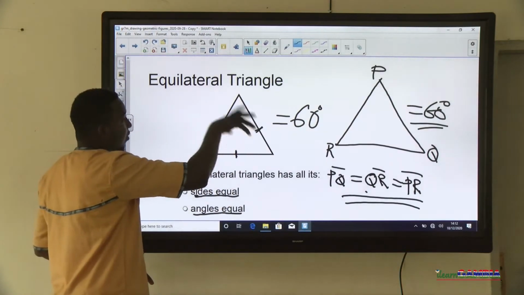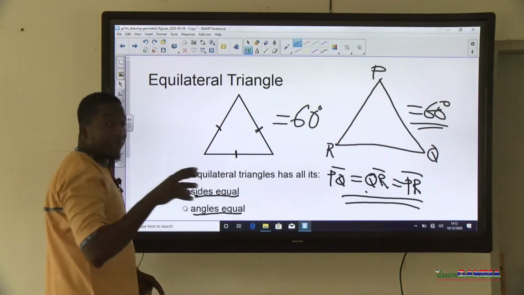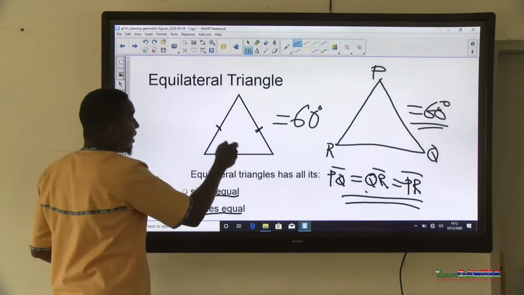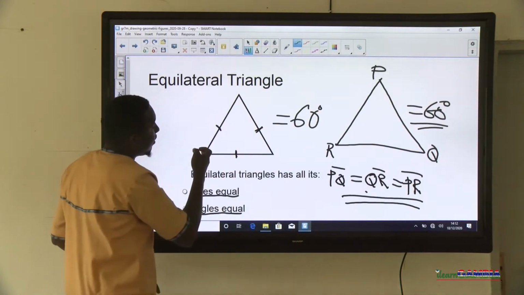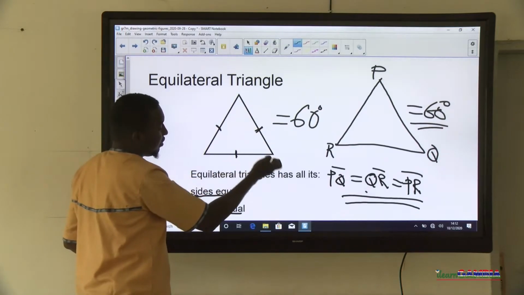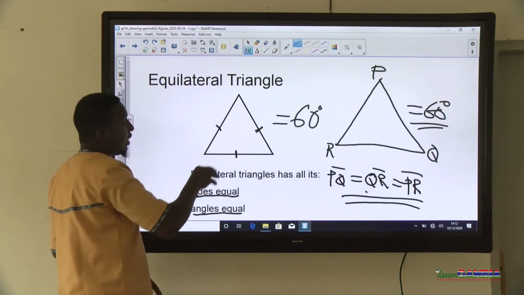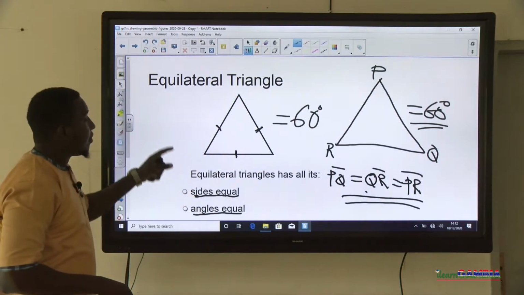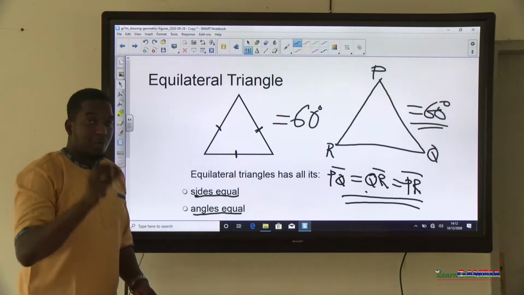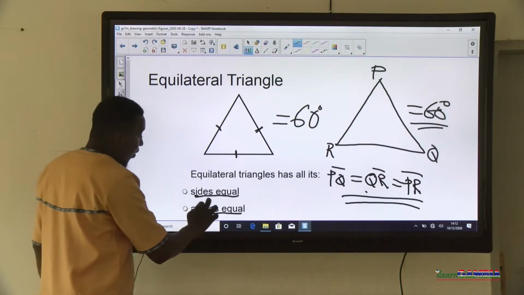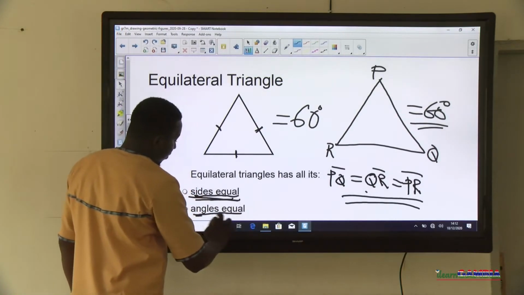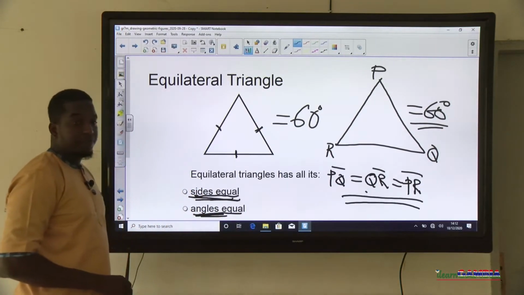Sometimes, if the triangles are given to you, you'll see these marks on them. Once you realize that all the marks are there, even though the triangle is not labeled, it is simply telling you that this line here is equal to this other line, which is also equal to this line. At that juncture, you can conclude that that particular triangle is an equilateral triangle. But what is key here is that all the sides are equal and all the angles are equal.